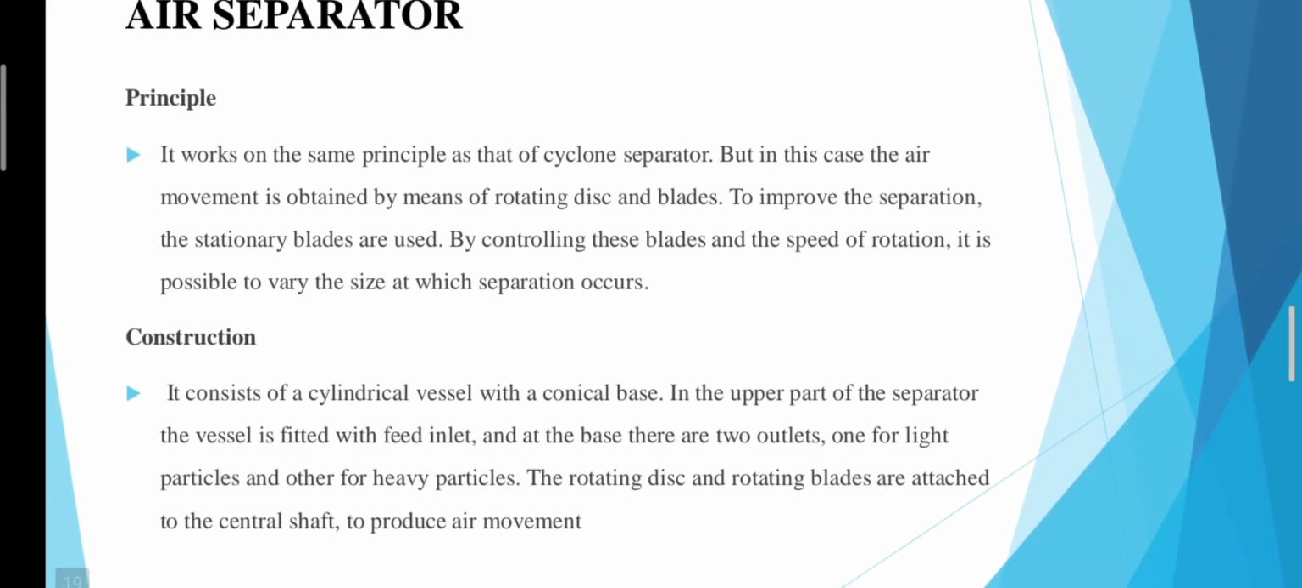Second, the air separator. Principle: it works on the same principle as a cyclone separator, that means centrifugal force. But in this case, the air movement is obtained by means of a rotating disc and blades. To improve the separation, stationary plates are used. By controlling these blades and the speed of rotation, it is possible to vary the size at which separation occurs. An air separator is the same as a cyclone separator, but in an air separator we use sharp blades and a disc.